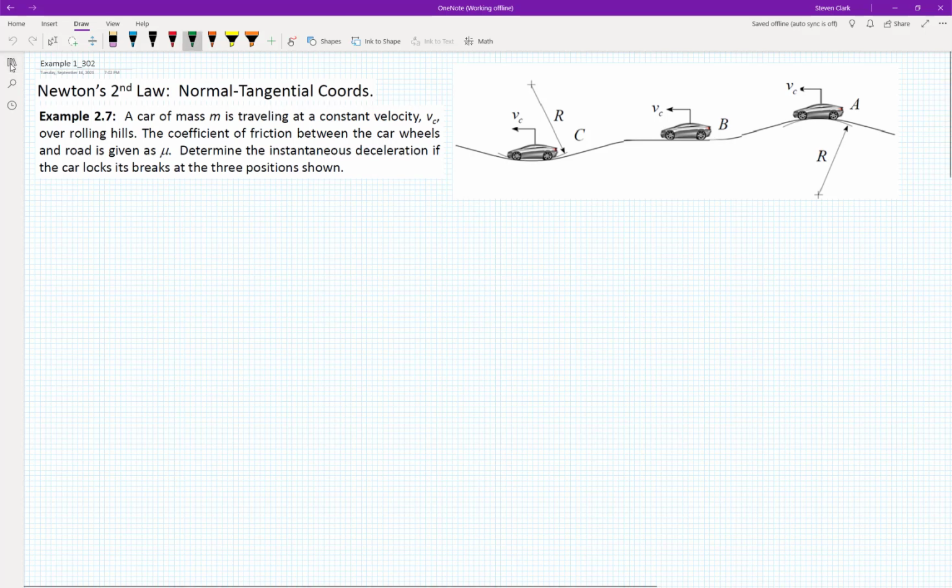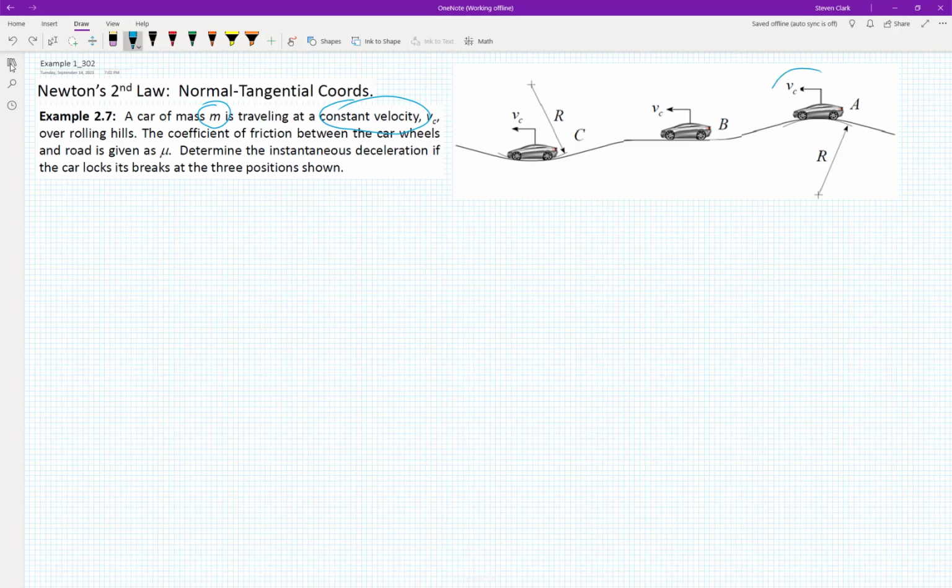Okay, so what do we have in here? We have our car that has mass m, right? And that car is traveling with constant velocity, vc. They ask us to consider the motion of that car at 3 different positions. Yes, position A, position B, and position C. What's the difference between them? The curvature, yeah, the curvature the car is experiencing at these 3 points.